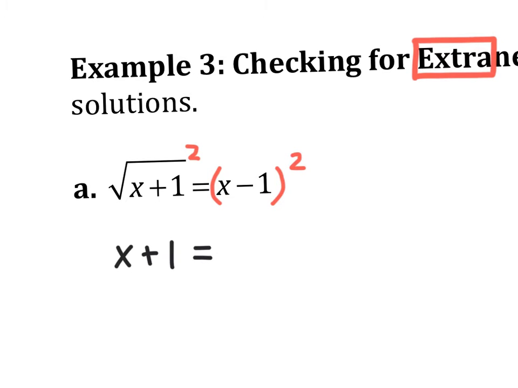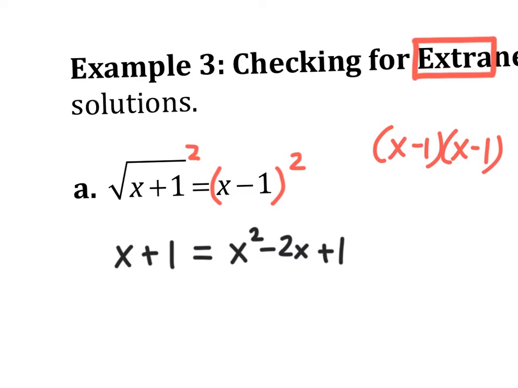Over on this side, we have to do FOIL, double distribution, or whatever. So in this case, x squared minus 2x plus 1. Where did that come from? Remember that x minus 1 times x minus 1, and double distribution to there, double distribution to there, and you get that trinomial.